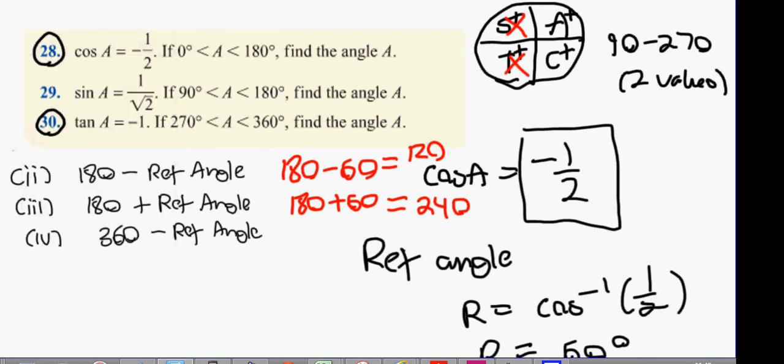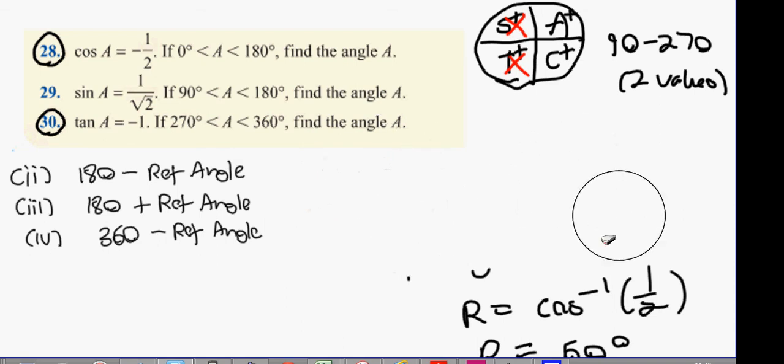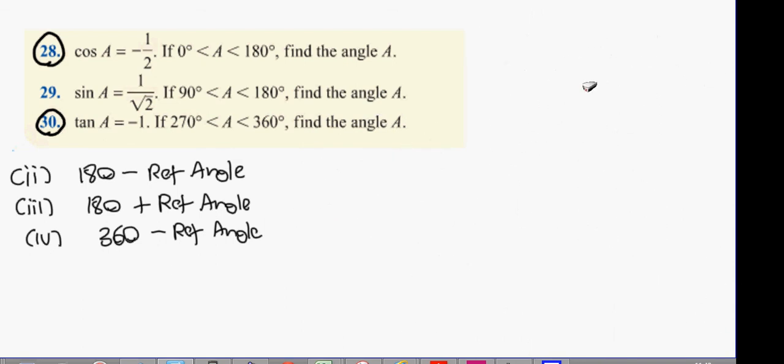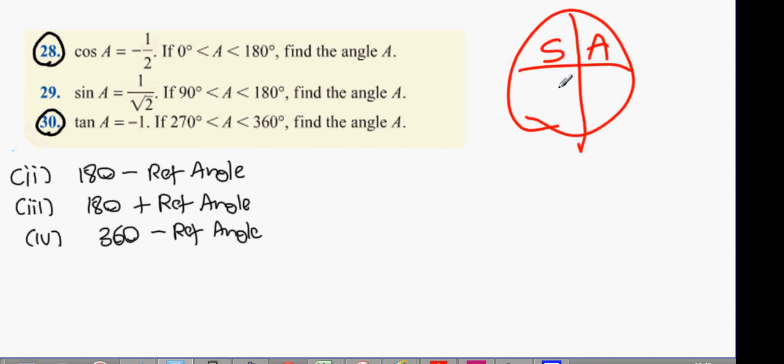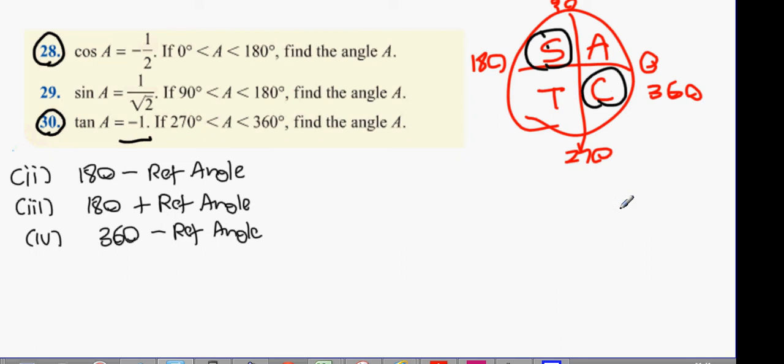Tan equals minus 1. Let's once again look at our ASTC. Anto stole the car. Okay? Now guys, what happens here is we're going to look at tan. Tan is negative. Name the two quadrants tan is negative in. S and C. Numbers 2 and number 4. We're going to use rule 2 and rule 4.